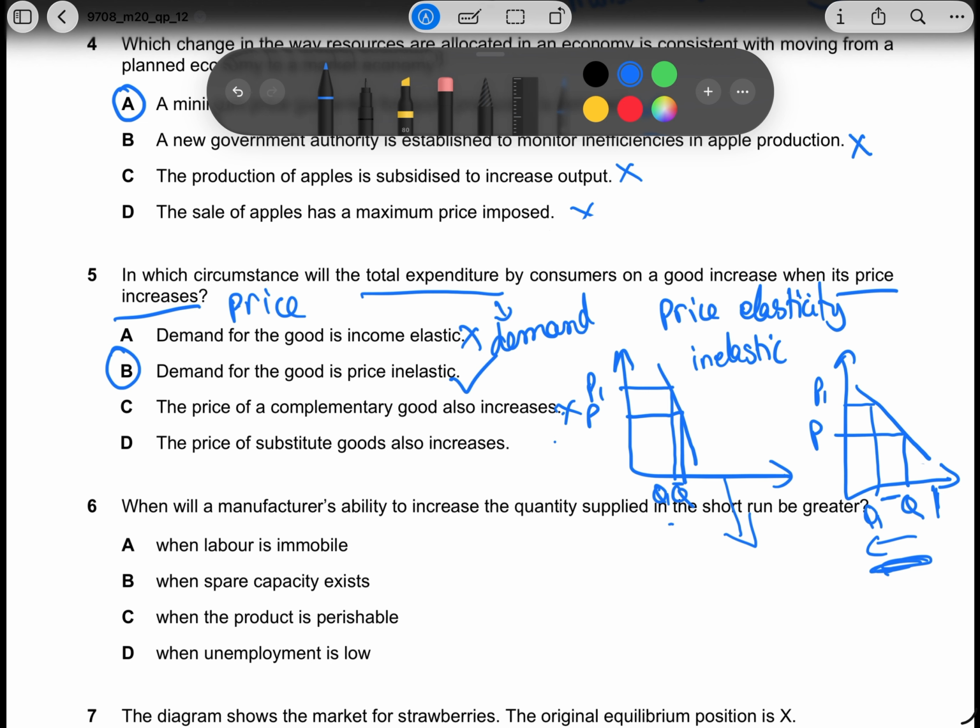The price of substitute goods also increases. That has no effect, unfortunately, on the demand or the total expenditure on a product when its own price increases. So that's also not the case. Therefore, the answer is B.